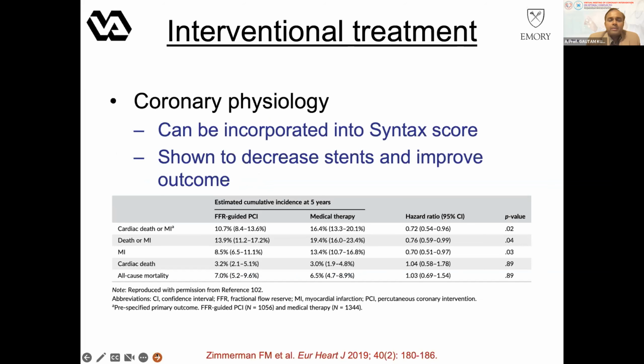Coronary physiology is an important factor. The importance of coronary physiology cannot be overemphasized. It can be incorporated into the SYNTAX score. Like I discussed, it has been shown that it also decreases the number of stents and improves outcome. This is a small analysis by Zimmermann, published in the European Heart Journal, where they looked at a patient-level analysis and found that FFR-guided therapy actually has a decreased risk of death or AMI compared to medical therapy.